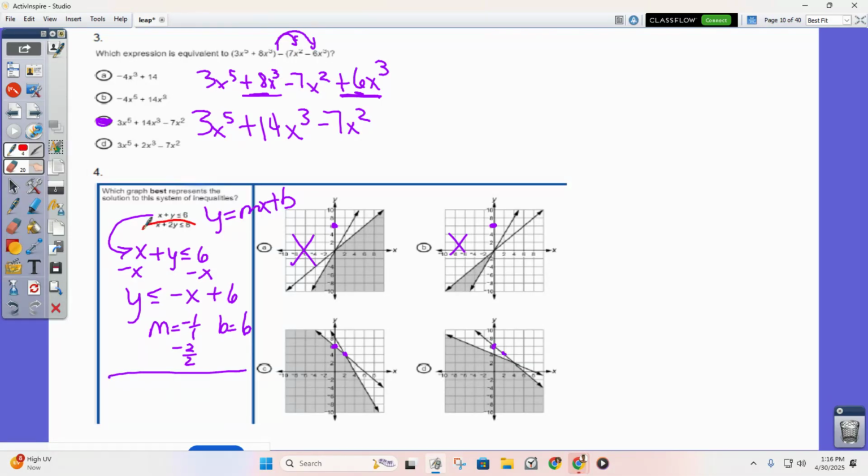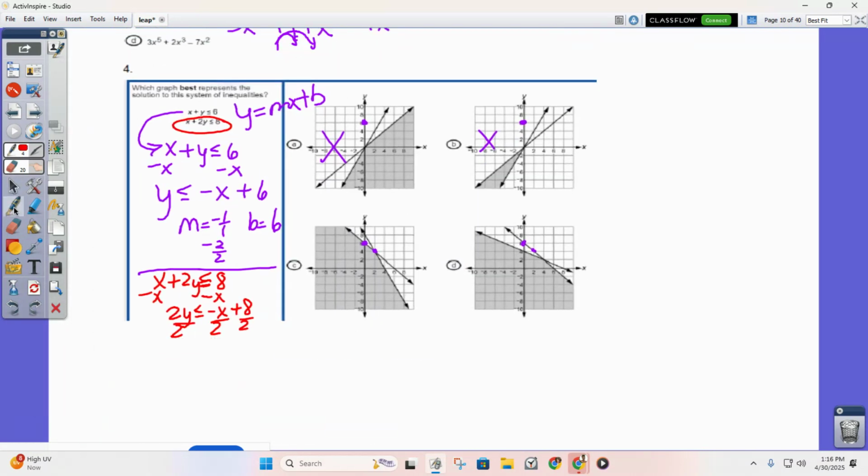I need to find out about this second inequality. X plus 2y is less than or equal to 8. I'm going to subtract an x on both sides. 2y is less than or equal to negative x plus 8, and divide each thing by 2. I get that y is less than or equal to -1/2 x plus 4. So my y-intercept should be at the 4, which this is not. So this one is the correct solution, D.